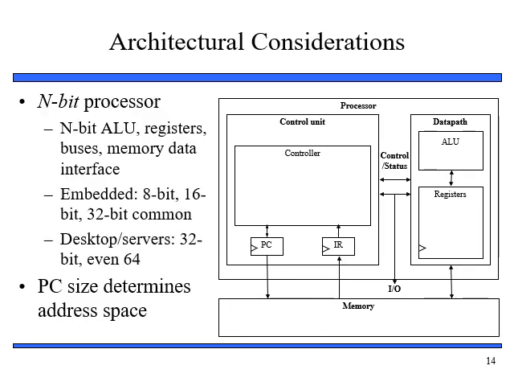When designing a general purpose processor, we need to take care of some architectural considerations. An n-bit processor typically means an n-bit ALU, registers, buses, memory data, and interface. So the size of all these is going to be n-bit. Embedded systems typically have 8-bit, 16-bit, and 32-bit processors, whereas desktop servers have 32-bit or even 64-bit. As I've already told you, the PC determines the address space, like the size of the address space. So these are the architectural considerations that you need to take care of when designing a general purpose processor.